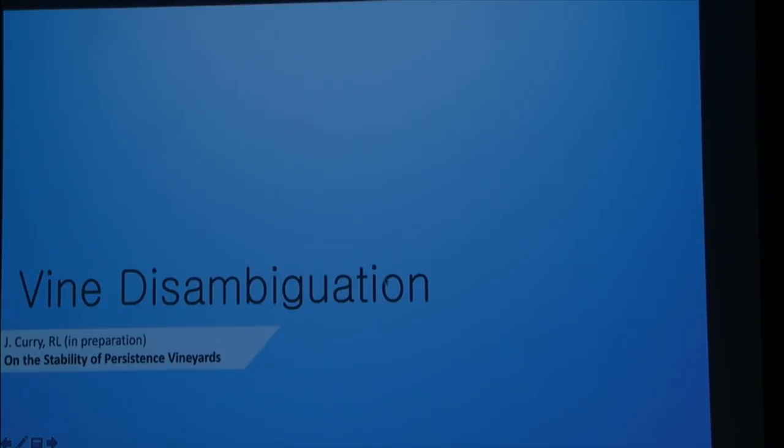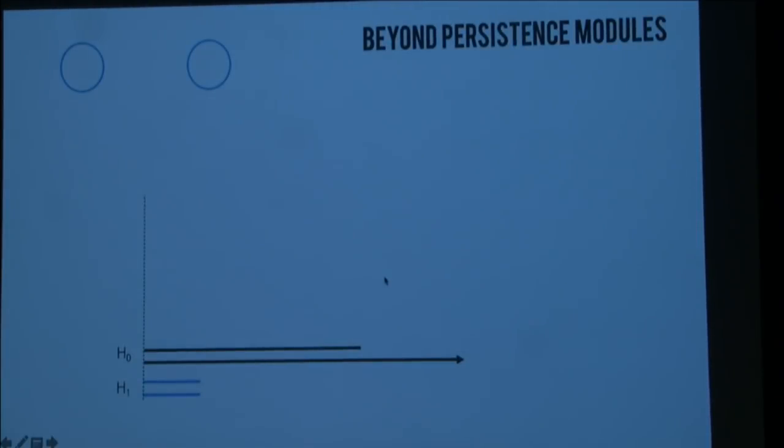So again, I just want to give you a flavor or a sense of some of the theoretical development that then came out of trying to answer this question. This is work that I'm currently doing with Justin Curry on the stability of persistence vineyards. So the idea here is to move beyond persistence modules, essentially.